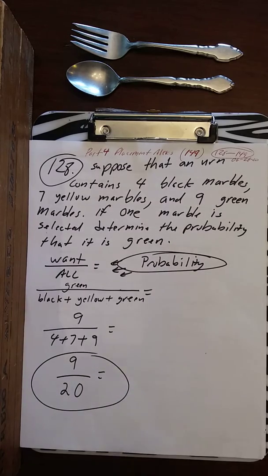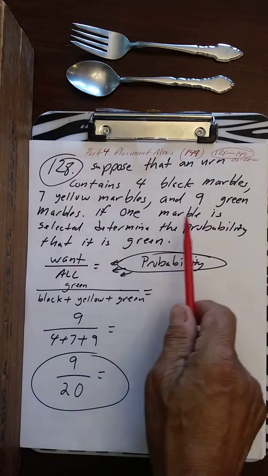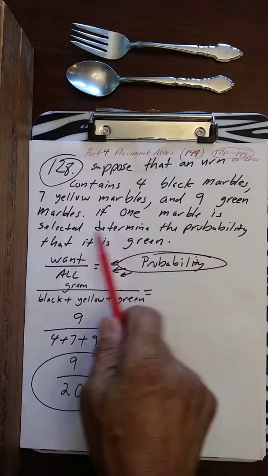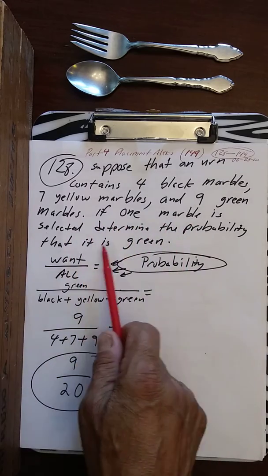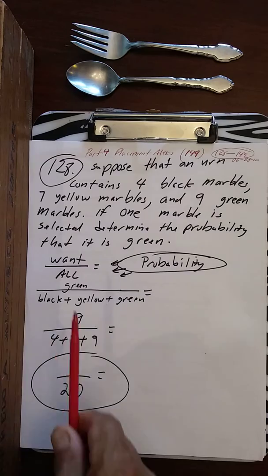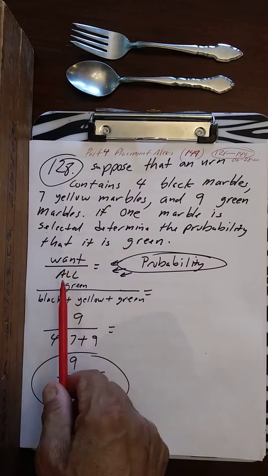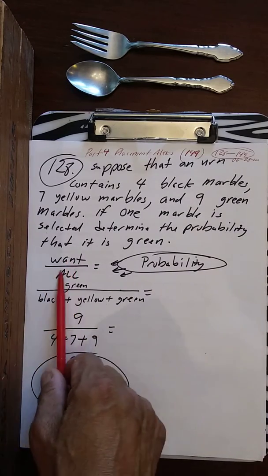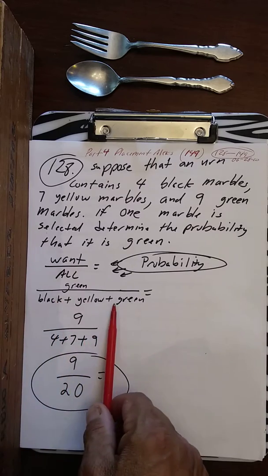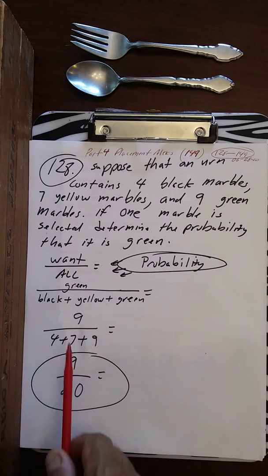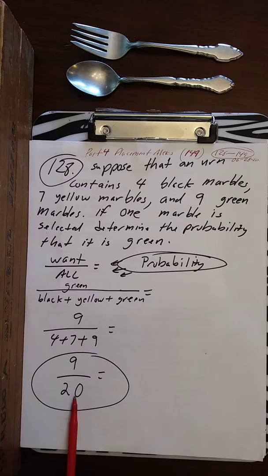Suppose that an urn contains 4 black marbles, 7 yellow marbles, and 9 green marbles. If one marble is selected, determine the probability that it's going to be a green. So what you need to do is you say, what do you want over all the marbles in the urn? We have black plus yellow plus green on the bottom, and green on top. We have 4 plus 7 plus 9, which is 20, and on top we have 9. So we have 9 out of 20 is the probability you're going to choose a green marble.